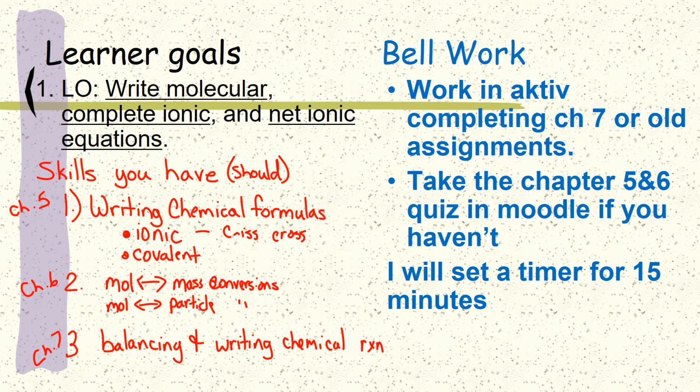Chapter 6, we began doing those mole to mass conversions, mass to particles conversions, things like that. That's not going away. That's about to come back in chapter 8. So we're going to combine chemical reactions, balanced chemical equations, with the math. So understand that that is not going away. It's not something that you just learn for one test and then forget about. It is coming back. And then ultimately balancing and writing chemical equations is chapter 7, what we're doing right now.